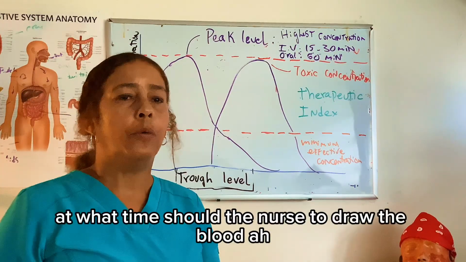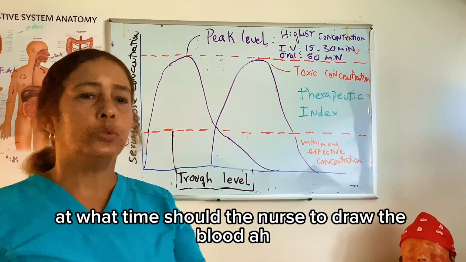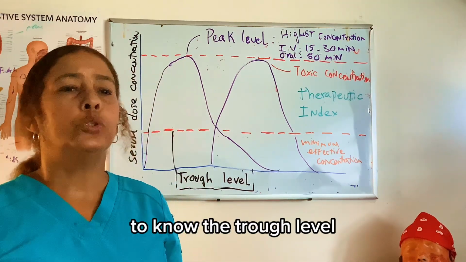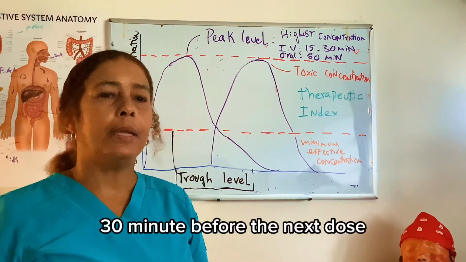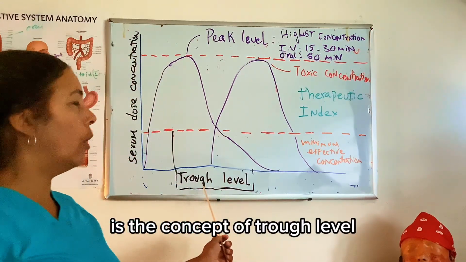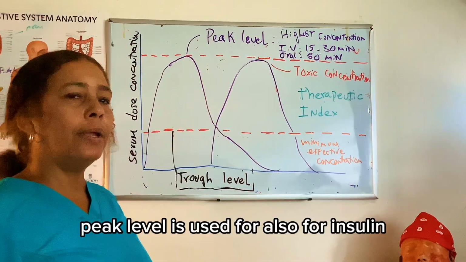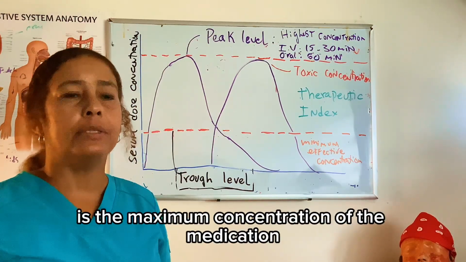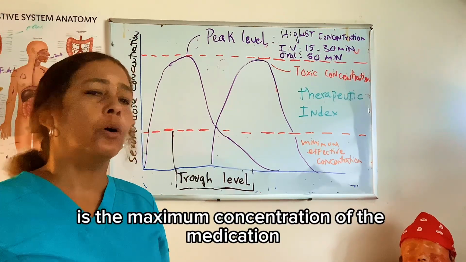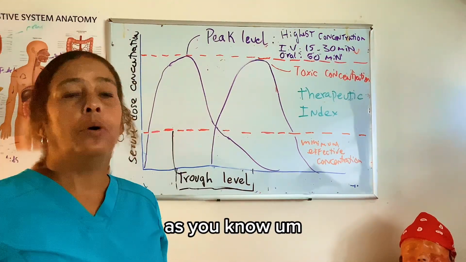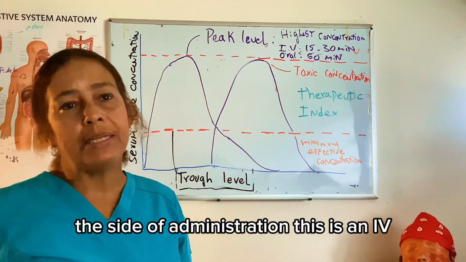At what time should the nurse draw the blood for gentamicin IV to know the trough level? 30 minutes before the next dose is the concept of trough level. Peak level is used also for insulin and other kinds of medication. It is the maximum concentration of the medication, and it is different depending, for example, on the site of administration.